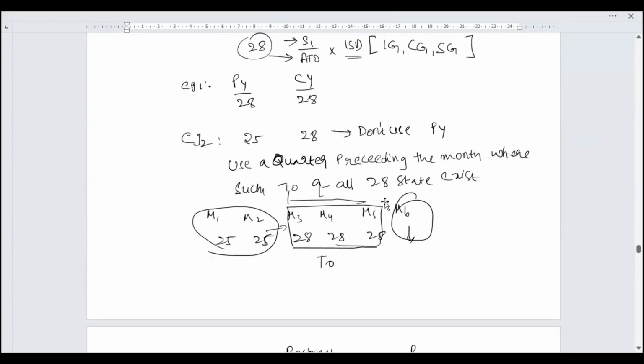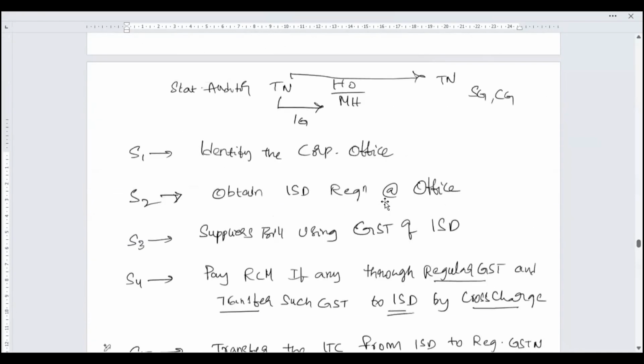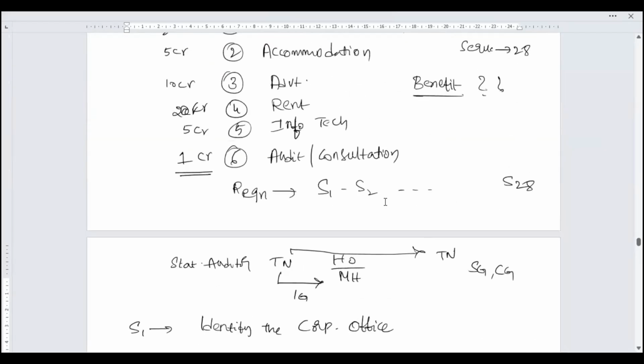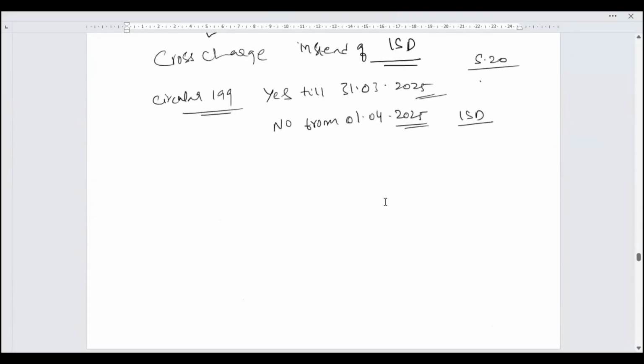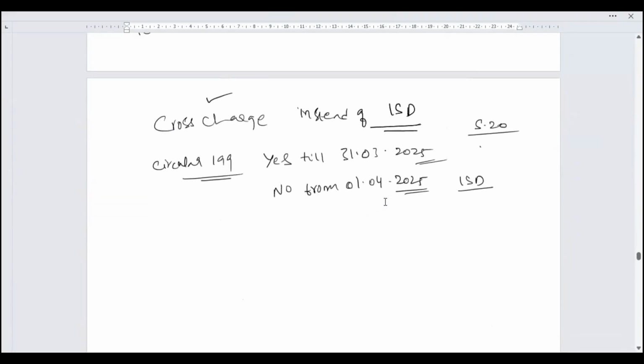Sir, if you don't get registered, will the CGST or SGST paid on audit fees have to be reversed? Yes, sure. Because, as I said, refer to Circular 199 till 31st March 2025. The circular said because it is not compulsory under law, I can do a cross charge. So the statutory audit from head office, if I cross charge to another state, it was allowed. From 1st April, it is not allowed.